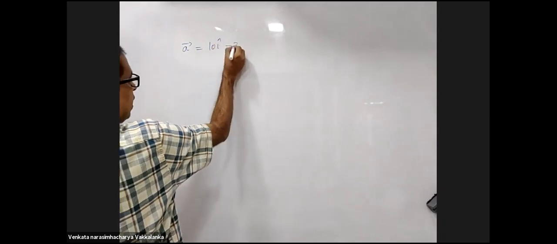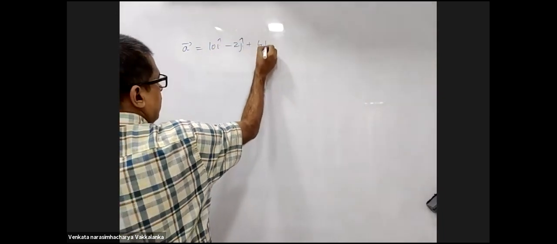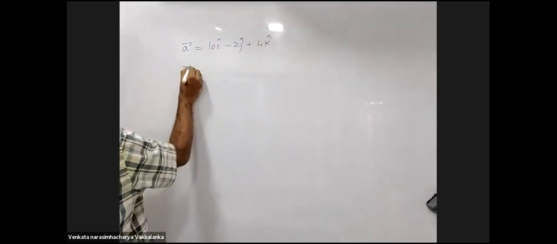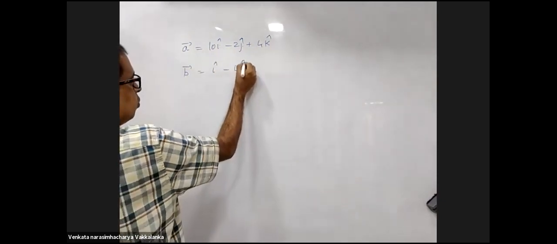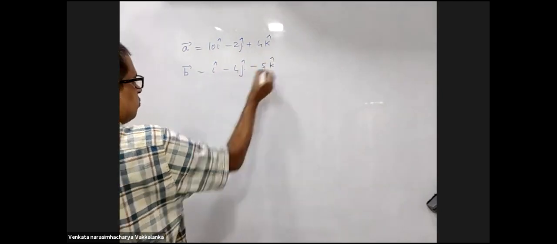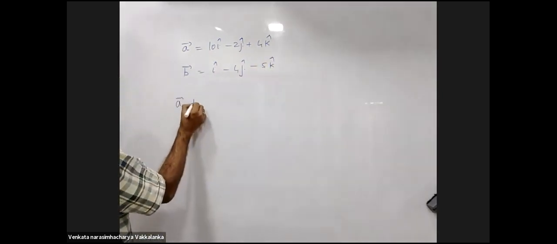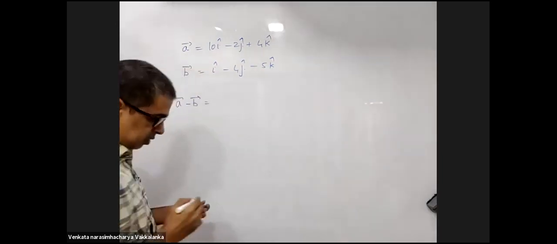A is 10 i cap minus 2j. Vector B is i cap minus 4j cap minus 5k cap. A minus B is how much?